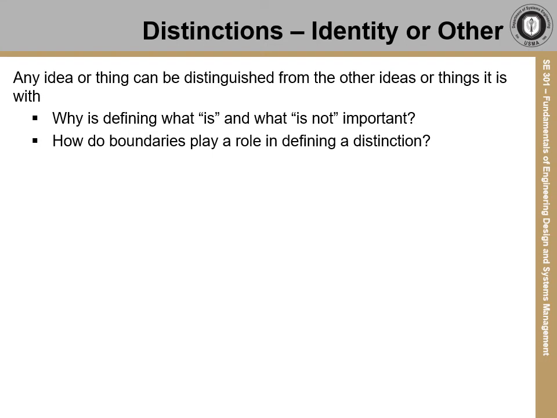And so any idea or thing can be distinguished from other things. Why is defining what is and what is not important? Well, that's important because that provides you a way in which to categorize and bucket things and bring order to chaos. It provides a way in which to bound complex problems. So although you may not know what you're dealing with, you can find a way to bound it by creating a distinction.